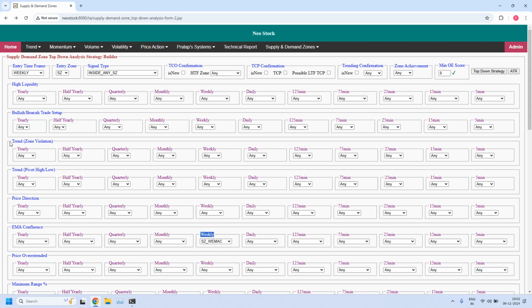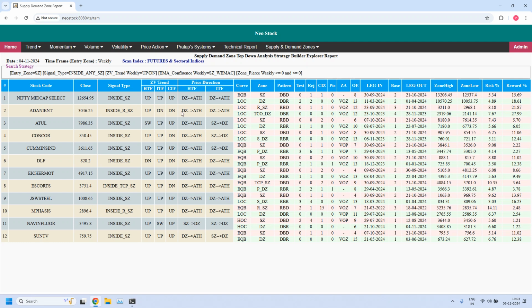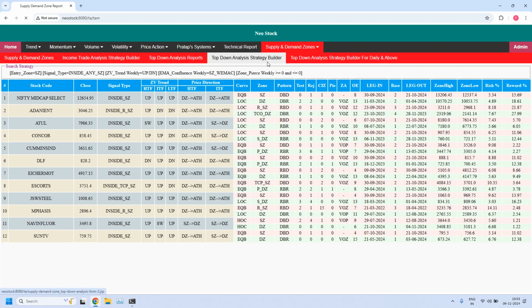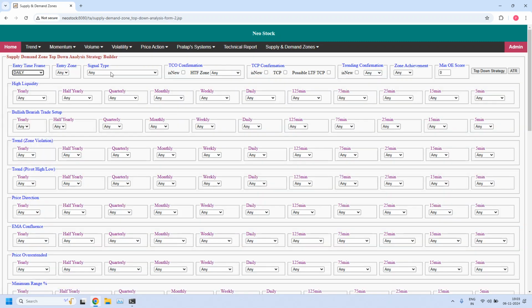Here we have a trend, zone violation trend in weekly time frame. You can look for only uptrend or downtrend related stocks, trending. See, all these stocks are filtered without sideways trend. Downtrend stocks you can look for bearish trade setups, uptrend stocks you can look for counter trend trade setups. So this is about weekly time frame, and the next time frame is daily, entry time frame daily.